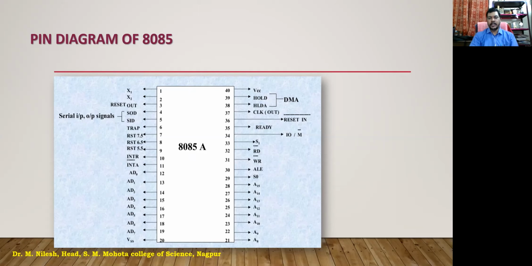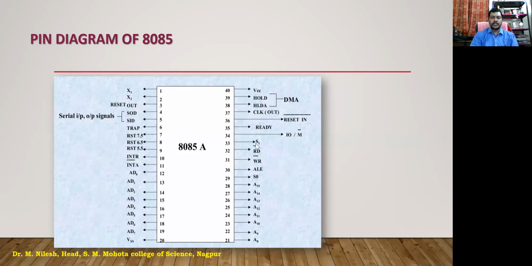Then coming on the right hand side, 21 to 28, we are having A8 to A15. 29th is S0, that is status. And then we have address latch enable. 31st is write. 32nd is read bar. If you are able to see, there is a complement on both the lines, which implies that if the 8085 microprocessor wants to read the data, this terminal should be low. Active low pins are there. So read and write. Then we have S1.